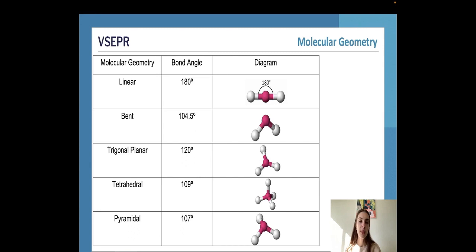Our next one which we see is trigonal planar. Trigonal planar has a 120 degrees bond angle. Much like the linear molecule, there's no presence of unpaired or lone pairs in this particular scenario, and so we don't have any downward repulsion that we can identify in this molecule.